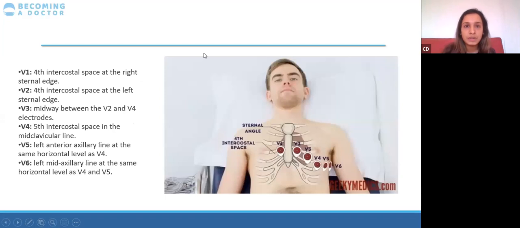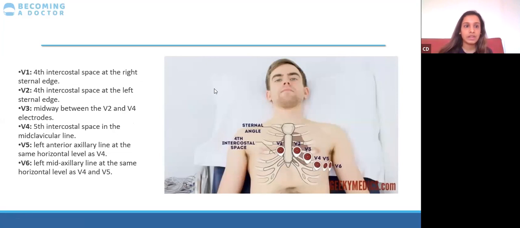I think someone asked if you can have a 6-lead ECG, and I believe you can, yeah. Okay, so this was just me talking quickly through where the electrode placement would go, especially on the chest.